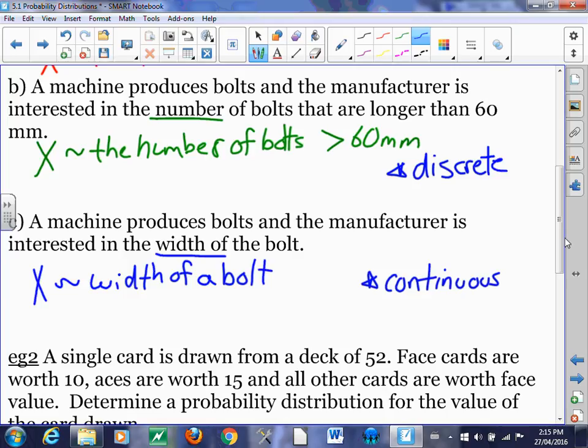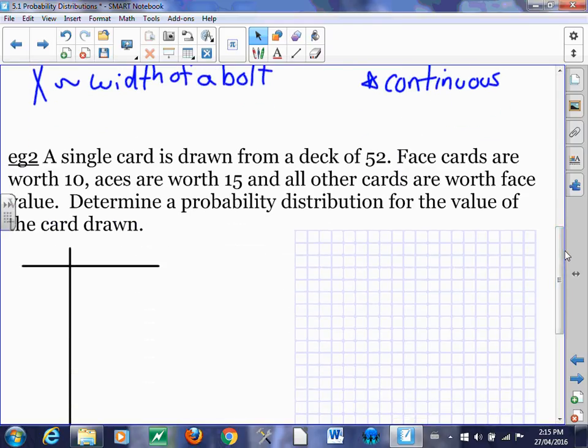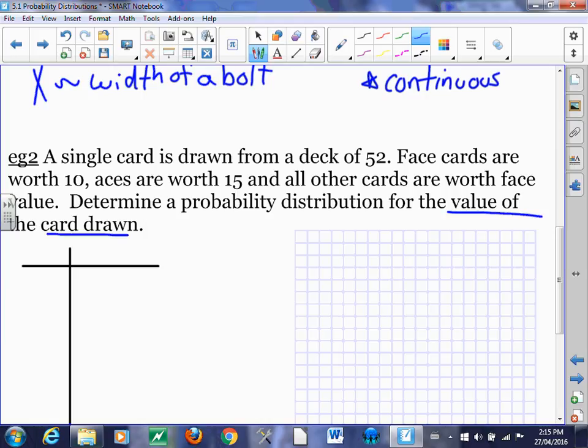Awesome. Okay, let's try another example here. Okay, and this is with cards. So a single card is drawn from a deck of 52. Face cards are worth 10, aces are worth 15, and the other cards are worth their face value. Determine the probability distribution for the value of the card drawn. Okay, so remember, value of the card drawn means that that's going to be our random variable. So our random variable is the value of the card.